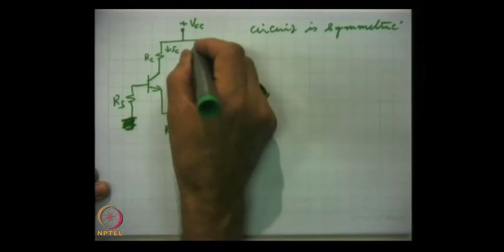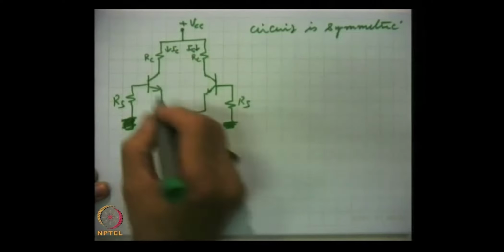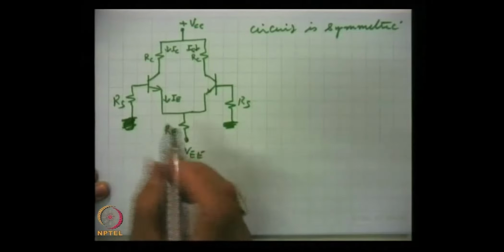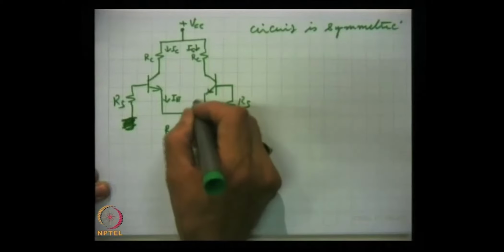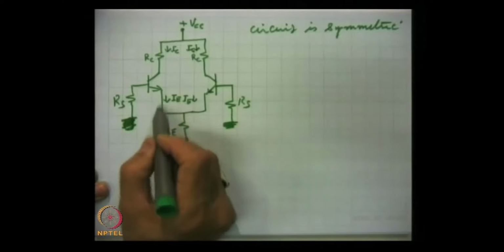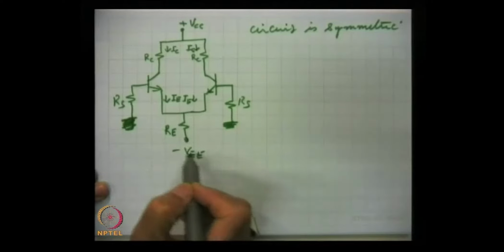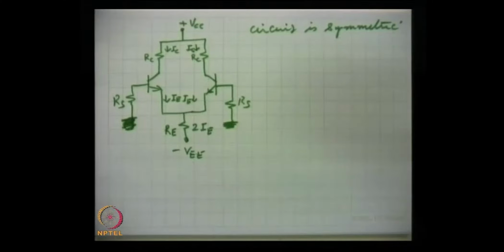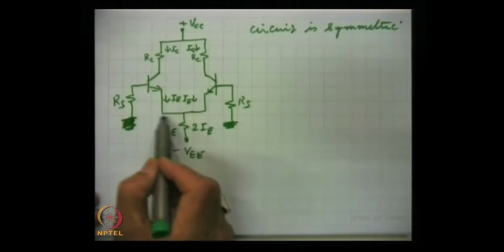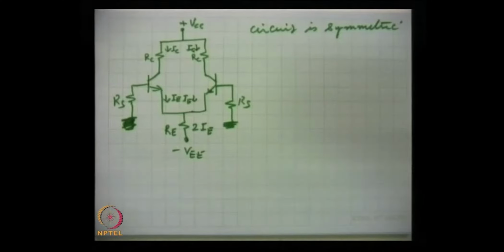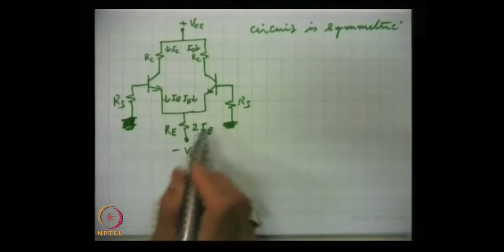So, here this is also IC, and then from Q1 IE will flow, and from this emitter also IE will flow. So, this IE and this IE, that means from this tail, both will go through this emitter resistance RE, and hence 2 IE current will flow here.